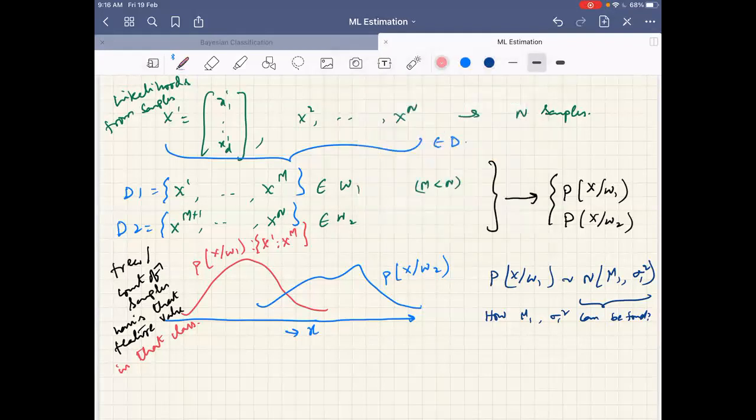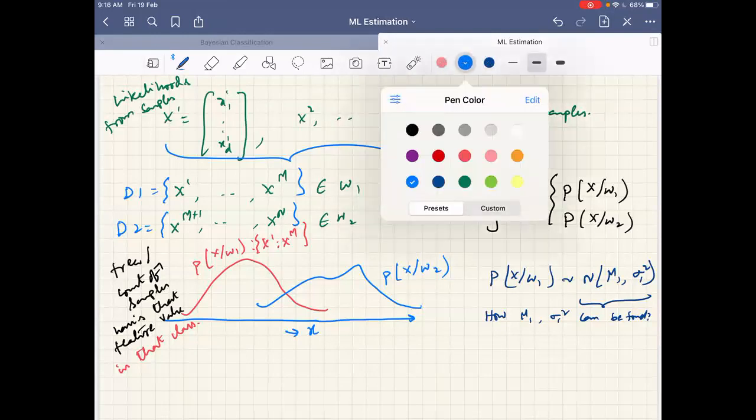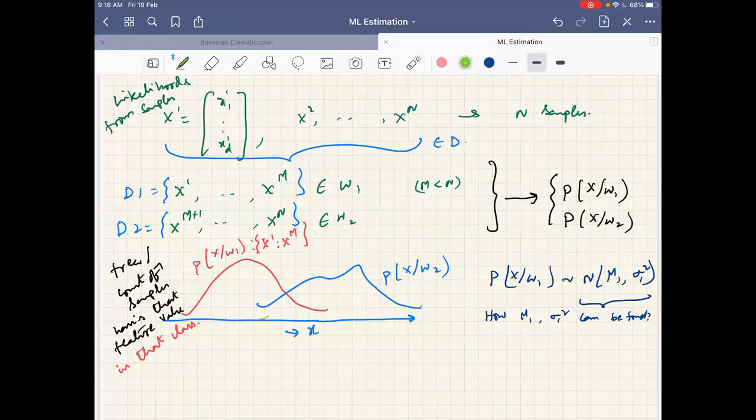If I want to fit a mathematical model for this, assume this is a rough mathematical model, I need to find the mean and variance. This is N of mu2 comma sigma 2. For this, there is no guarantee that the sample mean and sample variance are its mean and variance.